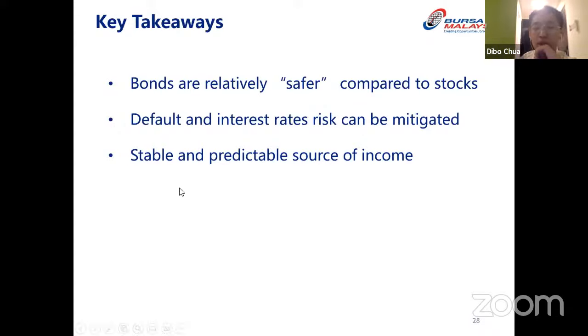And then the last one is being a stable and predictable source of income. Because with a bond, you have the certainty of when the cash flow is coming in. That's why bonds are a much more stable investment as compared to other investment vehicles.